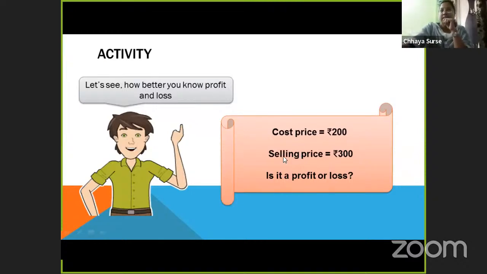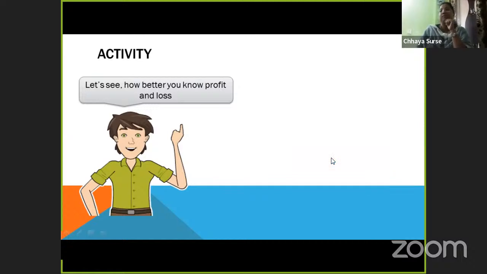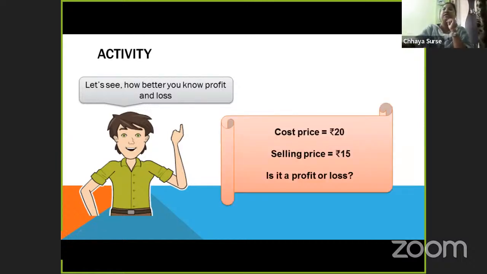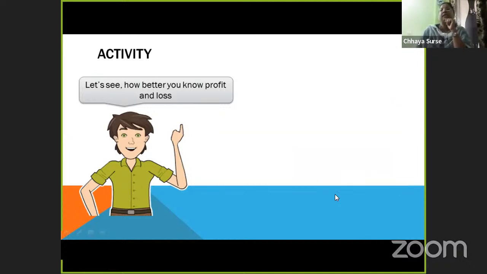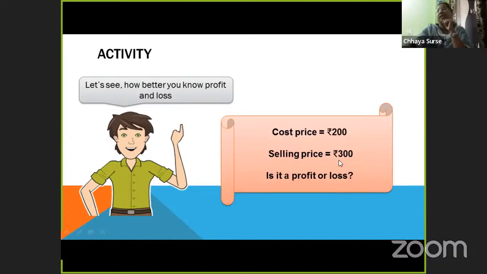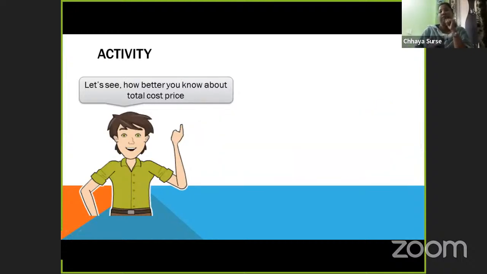Now, another example. The cost price is 200 rupees and the selling price is 300 rupees. Is it a profit or loss? Profit, because the selling price is more. In the earlier example, the selling price was less than the cost price, that's why there was a loss. But here the selling price is more. That's why here is a profit. Next.